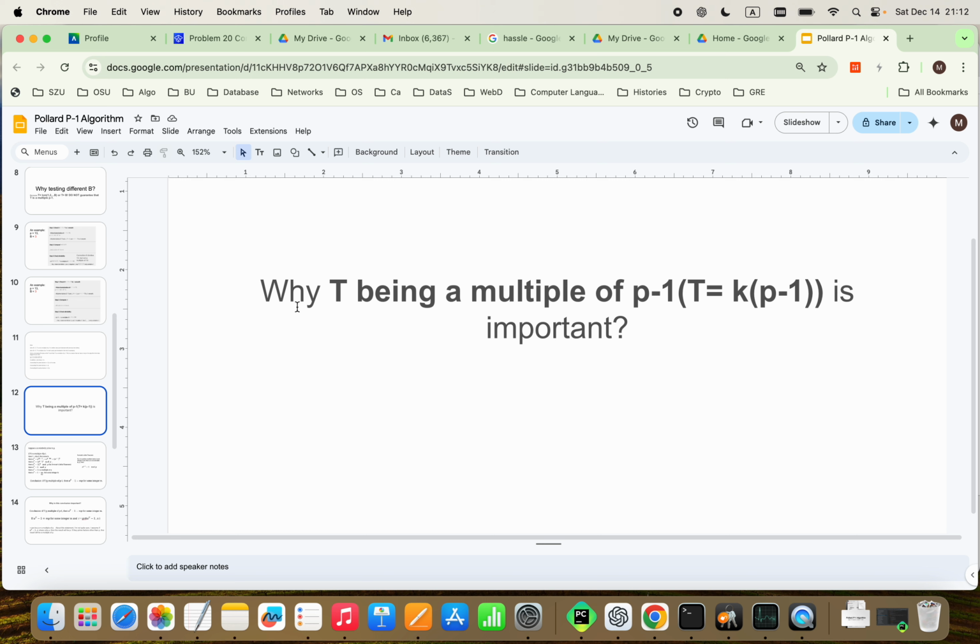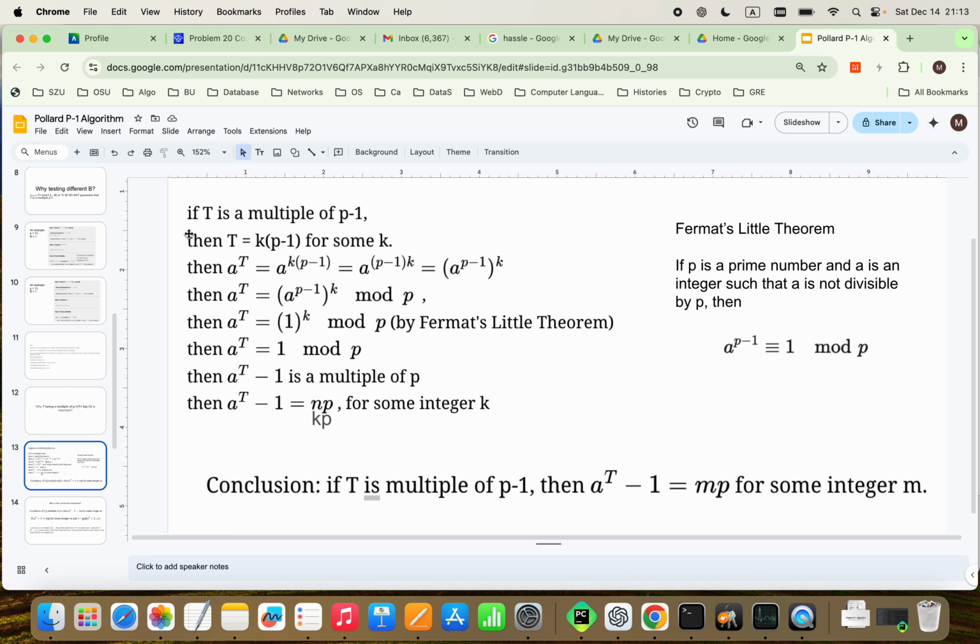Before, we explained why we need these 2 formulas. We need these 2 formulas to get a multiple of p minus 1. But why do we want t to be a multiple of p minus 1? Because I'm going to explain to you. If t is a multiple of p minus 1, then we can write t equals k times p minus 1 for some integer k.